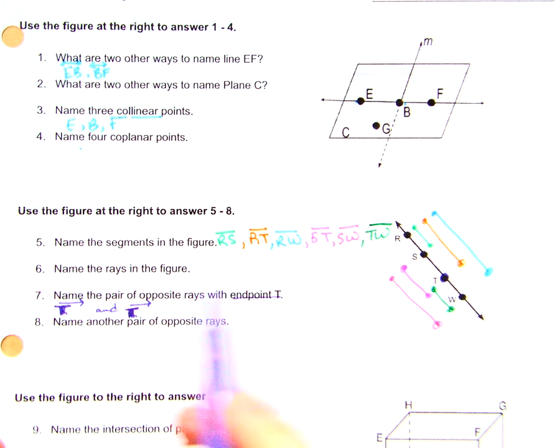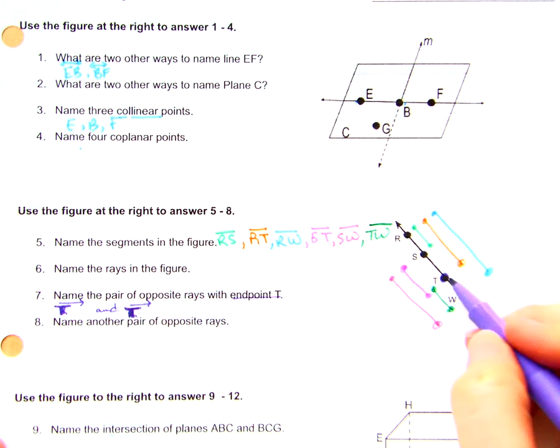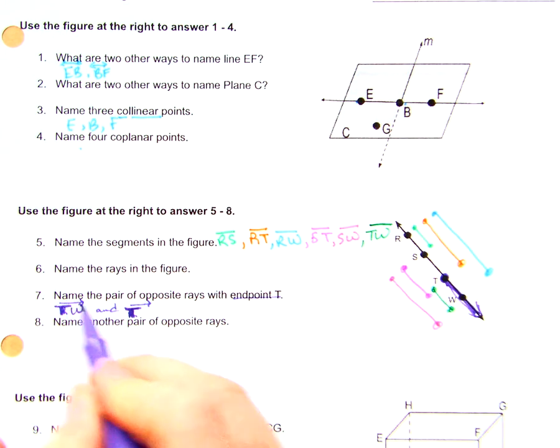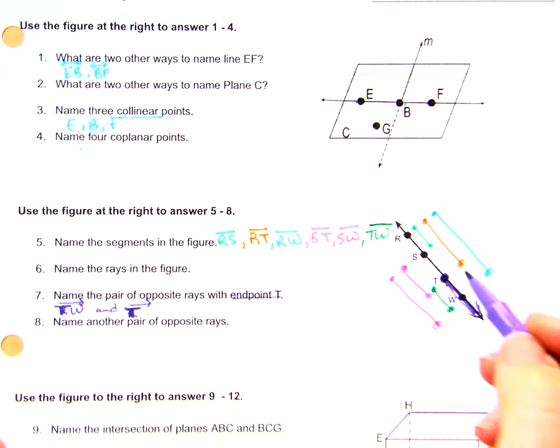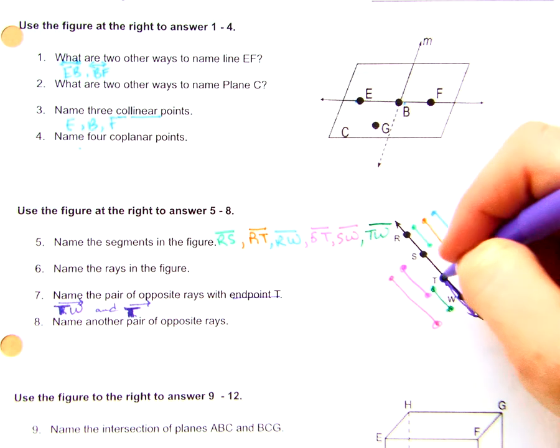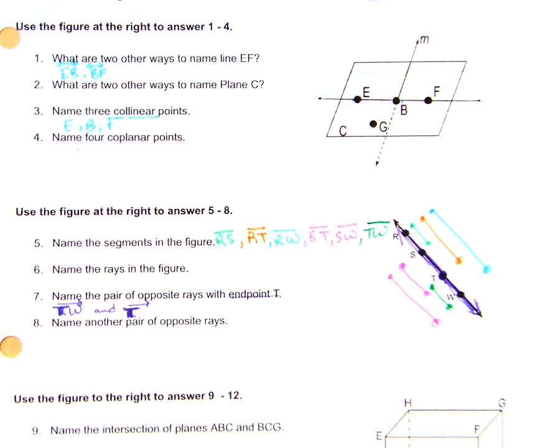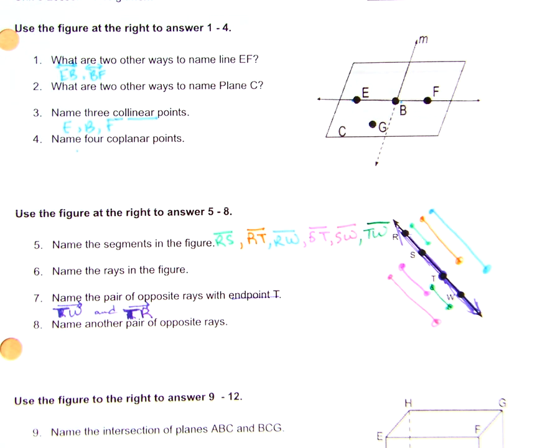All right, endpoint T means it should start with T. So T to W would be one ray. T to W is kind of hard to see here. And then remember, opposite rays have the same endpoint, opposite direction. I can either say TS or TR because those are the exact same ray. So I'm just going to say TR, but I could have said TS just as easily.